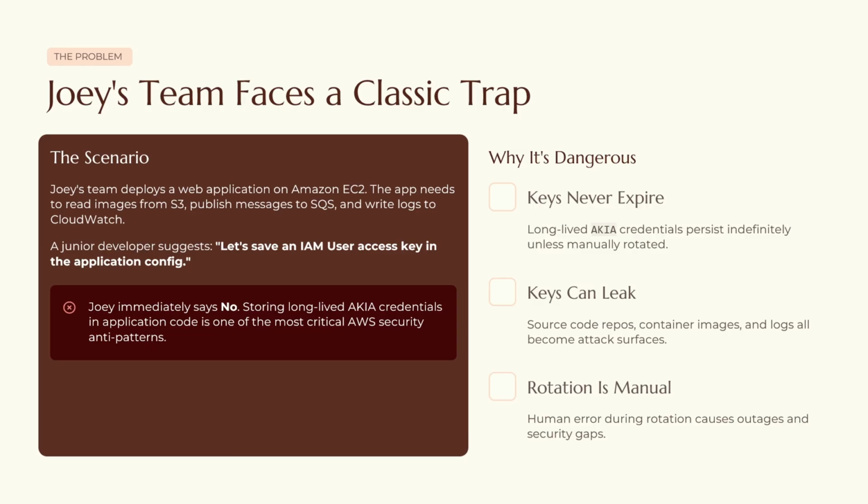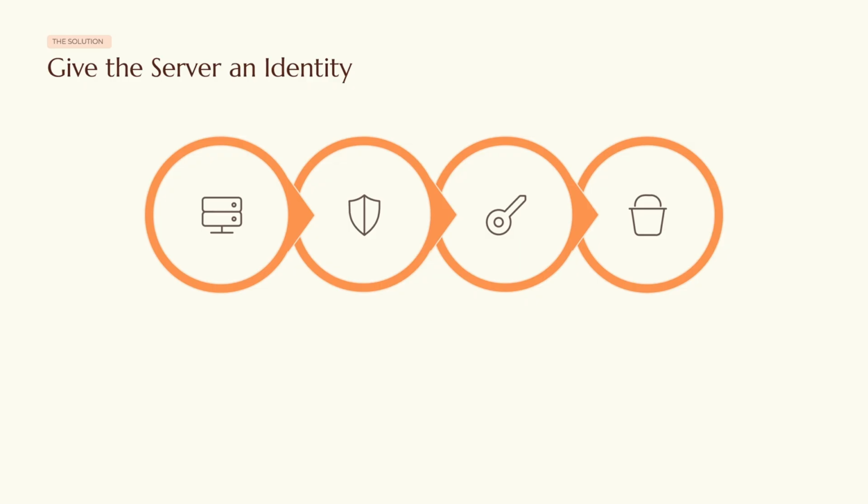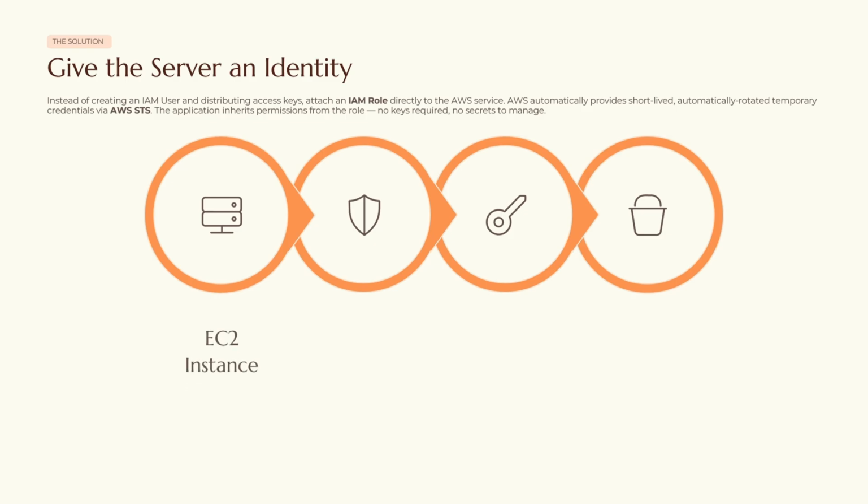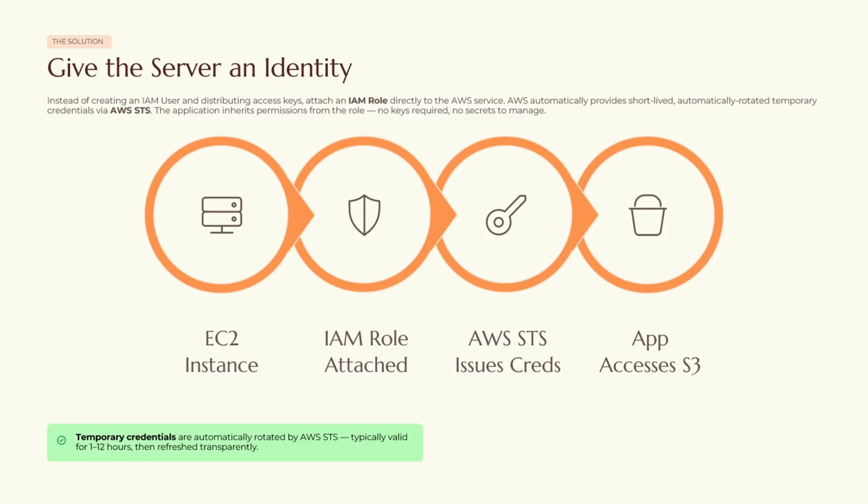So the real question becomes, can applications authenticate without storing secrets? AWS says yes. Instead of giving your application an access key, AWS recommends giving the server an identity. You attach an IAM role directly to the EC2 instance. Now, whenever the application needs to access an AWS service, it doesn't use stored credentials. Instead, AWS Security Token Service automatically provides temporary credentials. The application retrieves them securely whenever they are needed. No hard-coded secrets, no manual key rotation, and significantly lower security risk. This is the recommended authentication model for applications running on AWS.